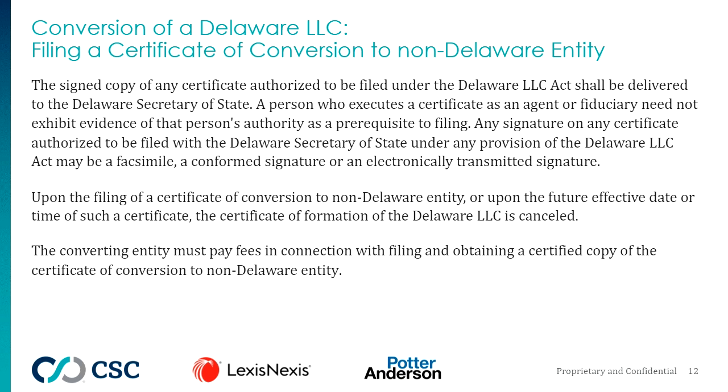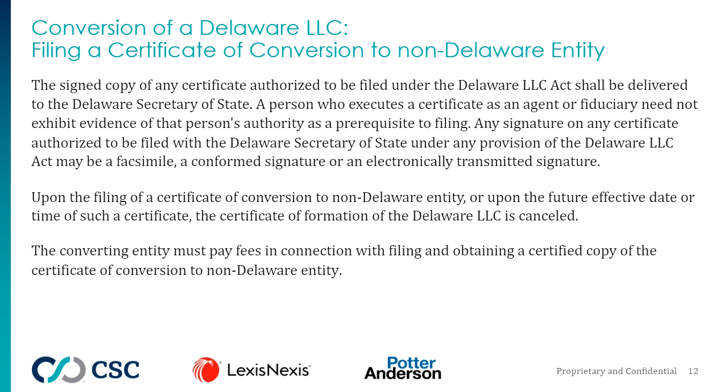Something that I feel like is coming up more and more in the past few years has to do with whether you need a wet ink signature. And we just wanted to note here that a facsimile signature, which is a reproduction of a manual signature, can be used along with a conformed signature, which is just basically typing in brackets S and then you just type the name, or an electronically submitted signature. So there's a lot of flexibility under the Delaware LLC Act of how you can sign these certificates.